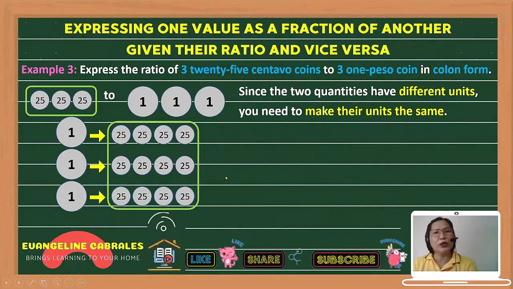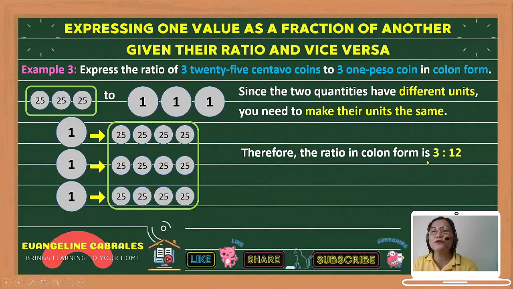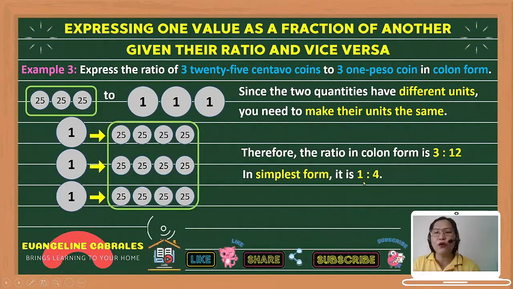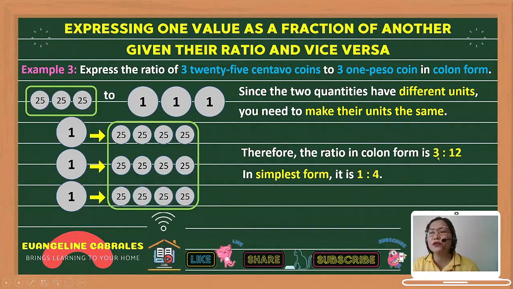So, ilan na ngayon ang comparison? O what is the ratio now? The ratio now is 3 25 centavo coins to 2, 4, 6, 8, 10, 12. 12, 25 centavo coins. So, 3 is to 12. Diba? The ratio in column form is 3 is to 12. And in simplest form, it will become 1 is to 4. Bakit siya naging 1 is to 4? Ano greatest common factor ng 3 and 12? Correct, that is 3. So, 3 divided by 3 is 1, and 12 divided by 3 is 4. So, the final answer is 1 is to 4.